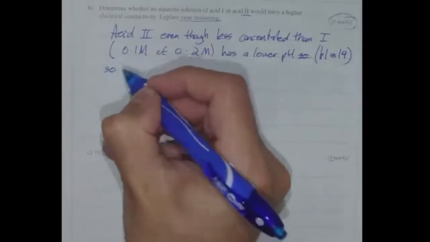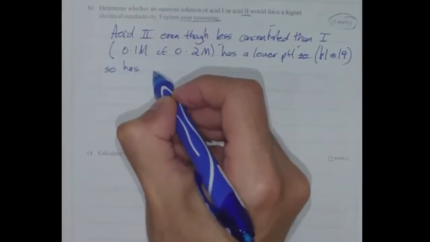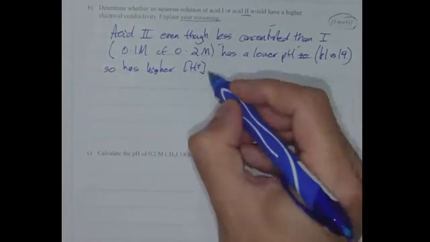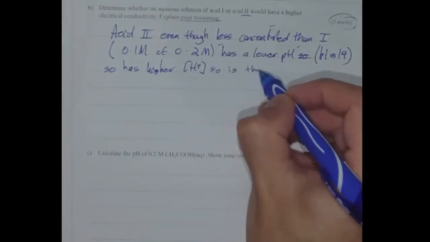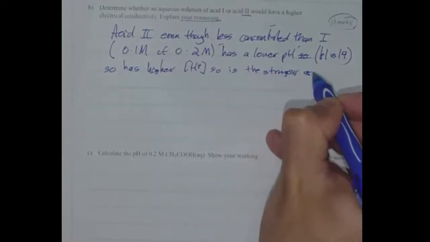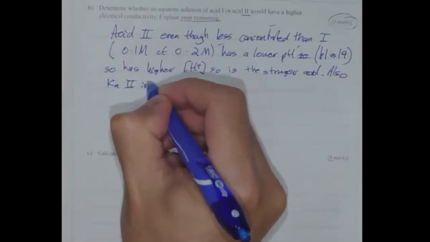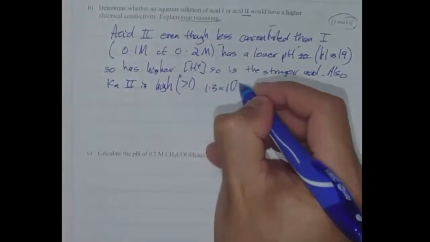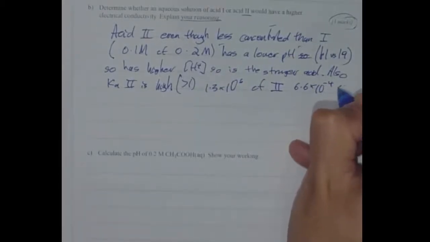Do the data as well with extra points. I'm looking for 6 things, right? 1, 2, 3, 4. So has a higher concentration of H plus ions. So is the stronger acid. Also, the Ka for 2 is higher, greater than 1, 1.3 by 10 to the 6 compared to 6.6 by 10 to the minus 4, which is less than 1.